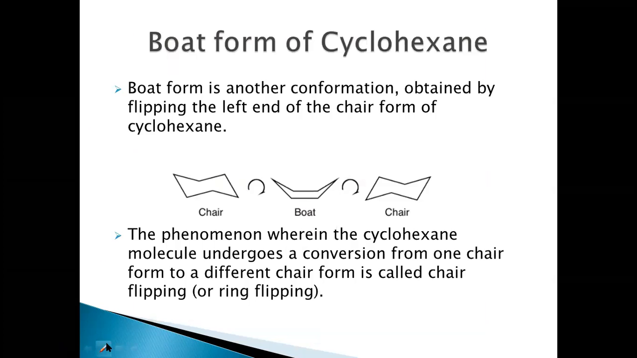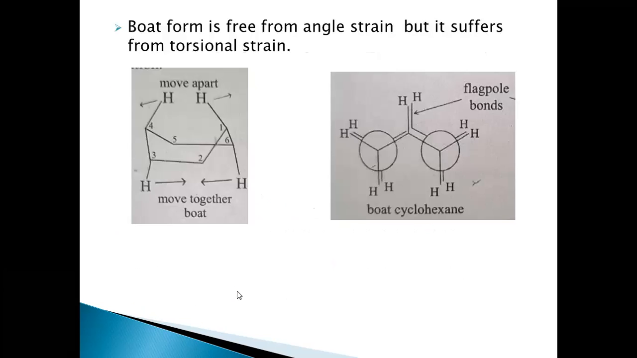One more conformation of cyclohexane is the boat conformation, or the boat form, where by just flipping the left side of this chair we can obtain this boat form. This phenomenon, where one chair can be interconverted into another through another conformation like the boat or any other conformation, is called chair flipping or ring flipping. By means of flipping, one chair conformation can be converted into another chair conformation.